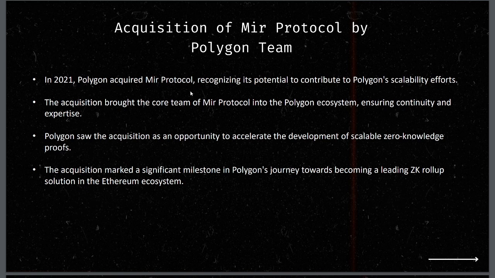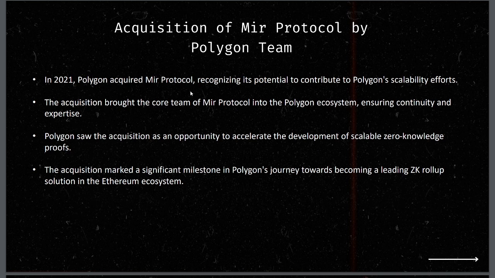In 2021, Polygon acquired Mir protocol. This was a giant acquisition. I think it's a very recognizable acquisition. People in the crypto space remember that it was acquired for $400 million. And this recognizes its potential to contribute to the Polygon scalability efforts. The acquisition brought the core team of Mir protocol into the Polygon ecosystem, ensuring continuity and expertise.